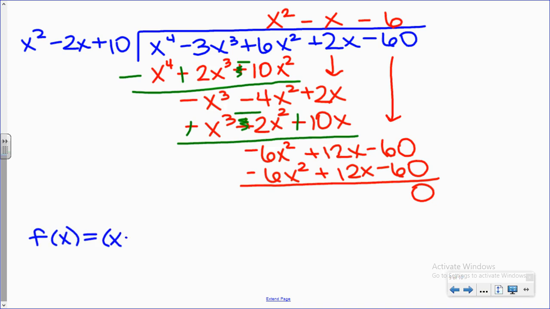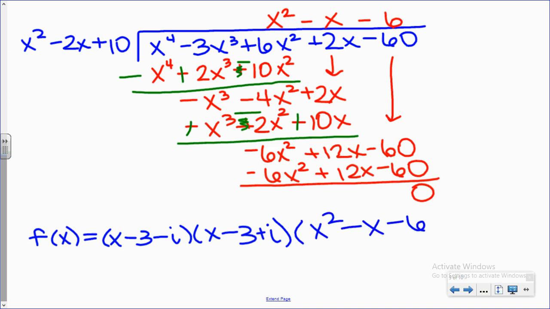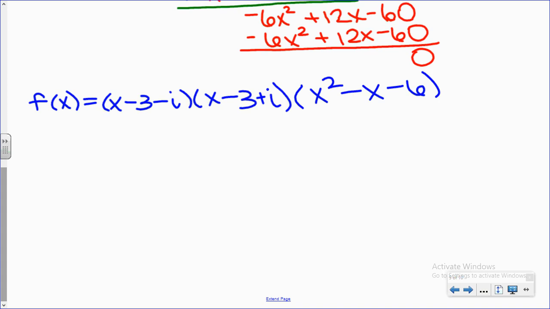We know that x minus 3 plus i times x minus 3 minus i, when we divided those out, left over we got x squared minus x minus 6. So that is how we could write our polynomial, right? Now, x squared minus x minus 6. Is that something we can factor?